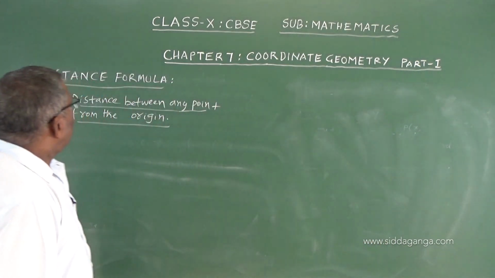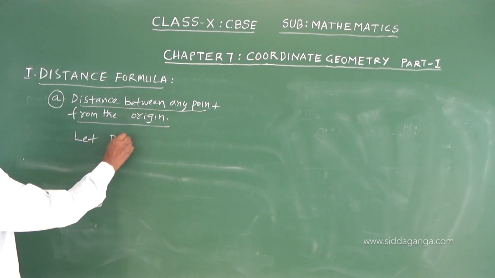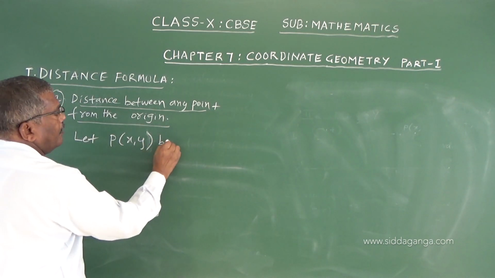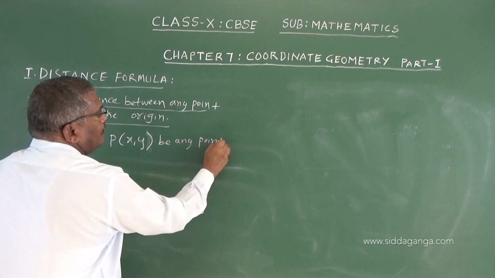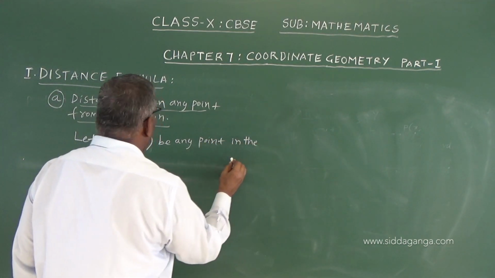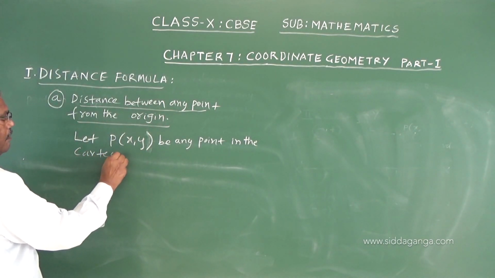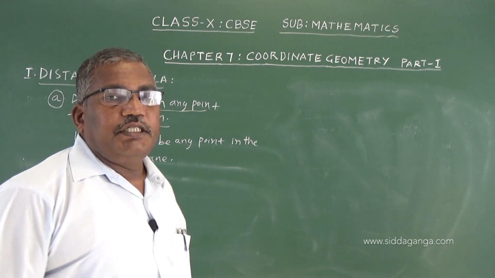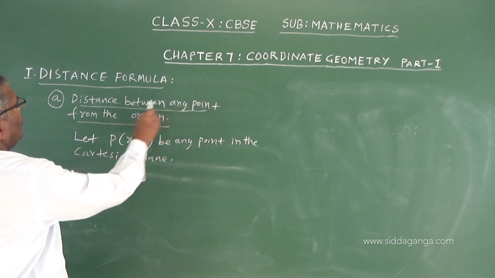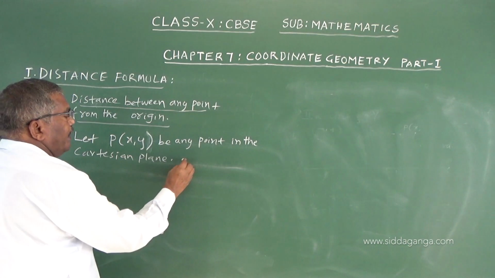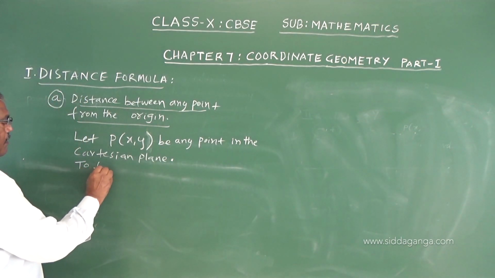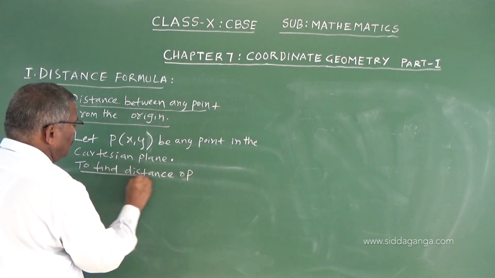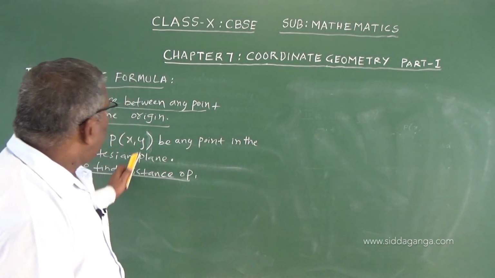Now, let P(x, y) be any point in the Cartesian plane. So in the Cartesian plane, if P is any point, we are supposed to find out the distance between any point from the origin. So to find distance OP, this is our task. We have to find the distance OP, where P is any point in the Cartesian plane.